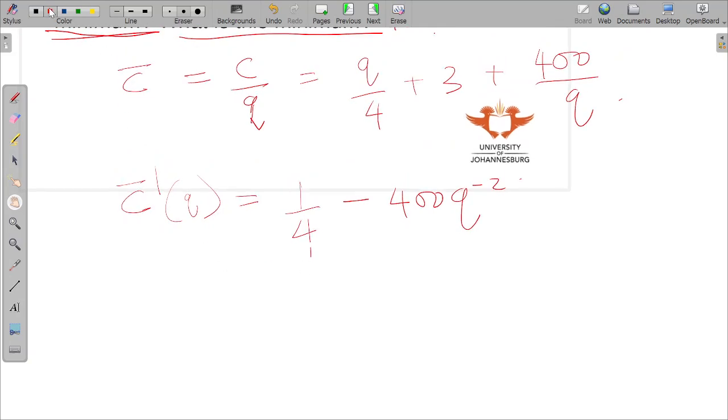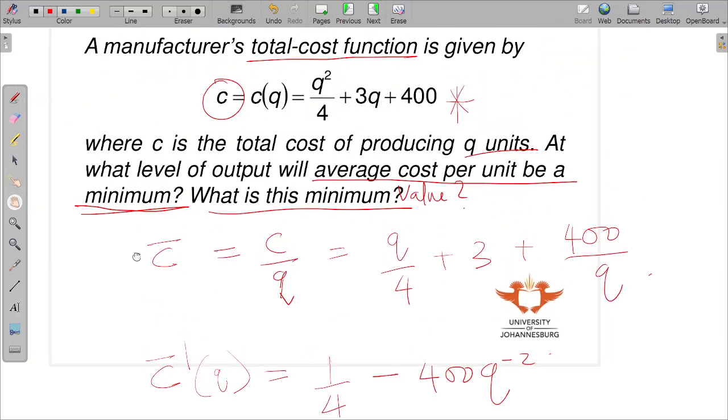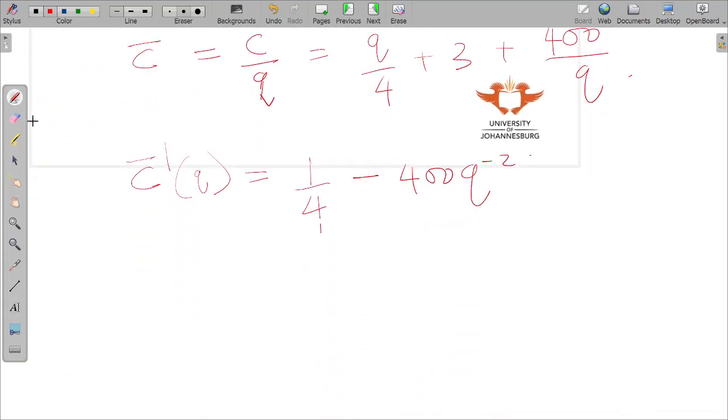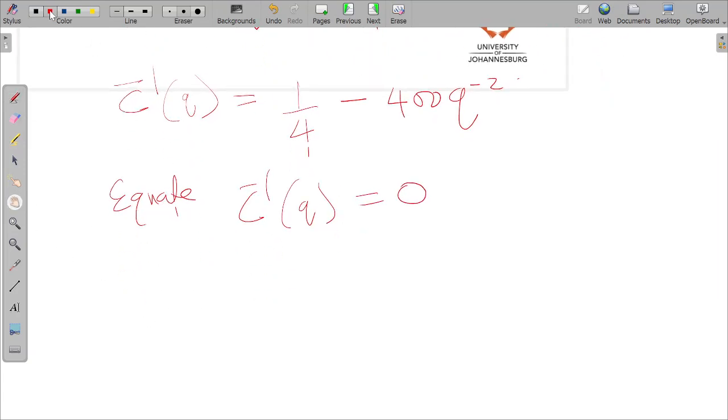Equate it to 0. So we equate that to 0. So that means we are going to be getting, this one can be written this way, 1 over 4 minus 400 over q square. I can also write it as a single fraction, q square multiplied by 4. So here is q square minus, this is 4, this is 1600.